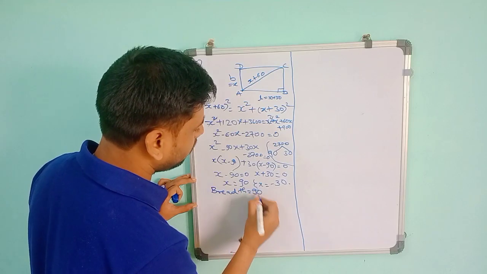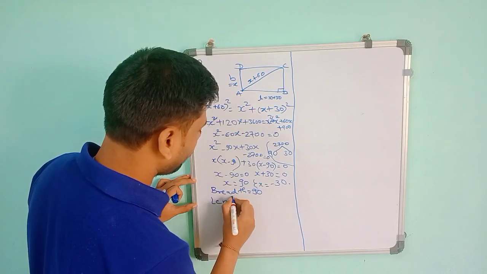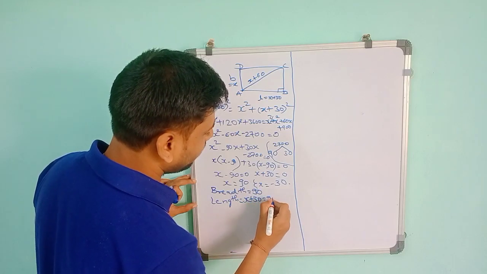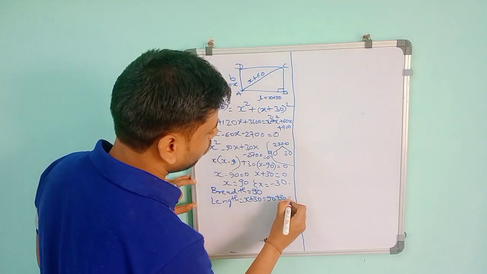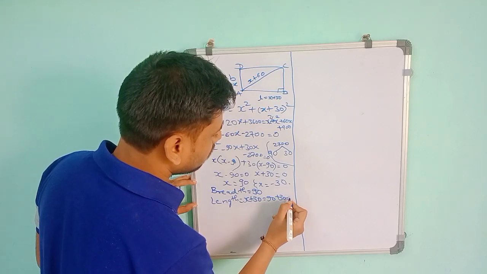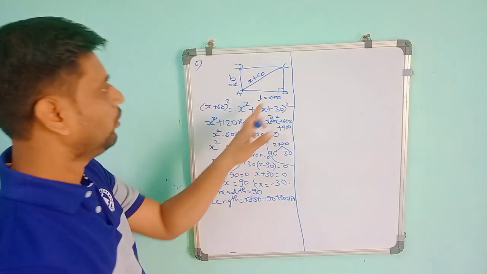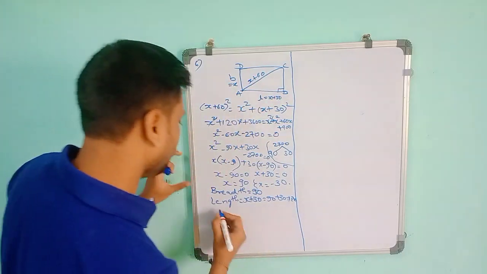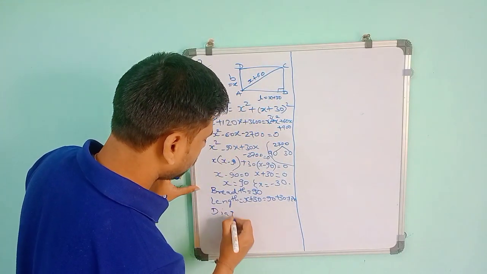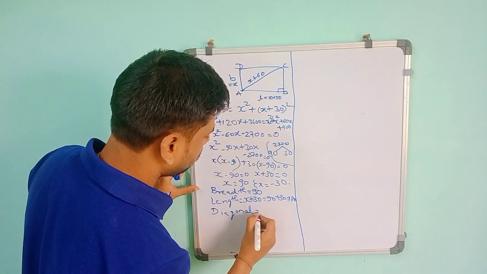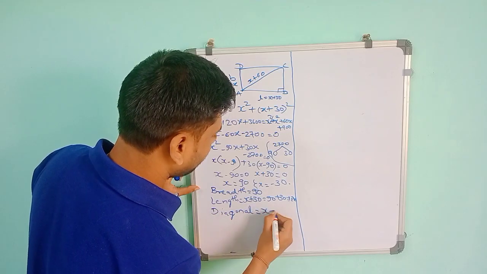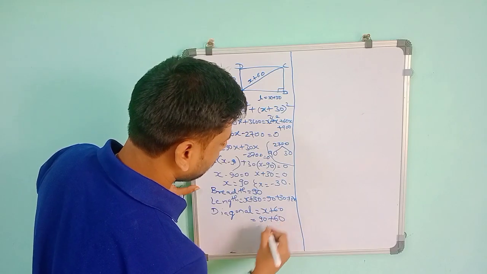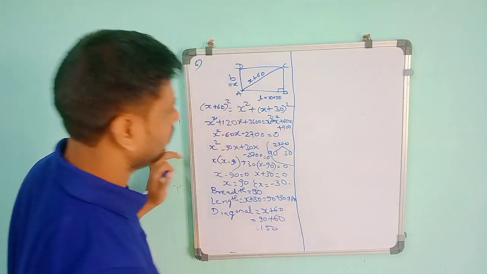Then the length they have given is x plus 30. So x plus 30 is equal to 90 plus 30, which is 120. This is 120. And the diagonal is x plus 60, so the diagonal will become 90 plus 60, which is equal to 150.